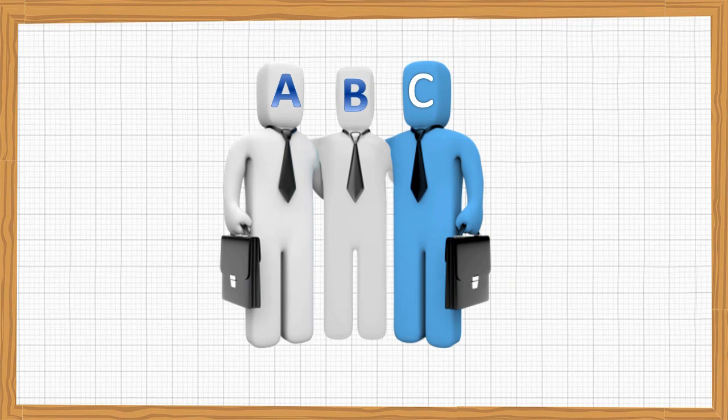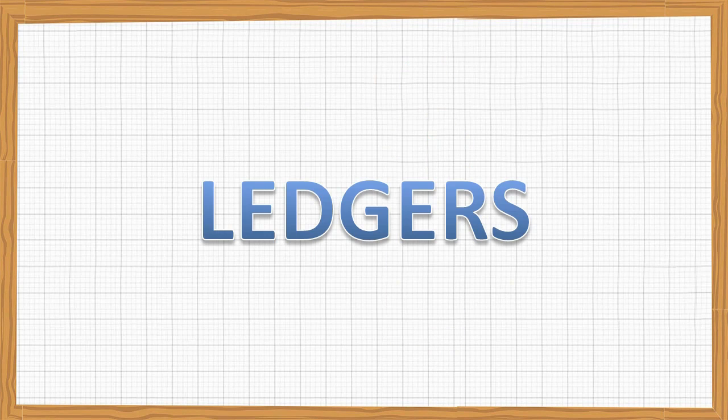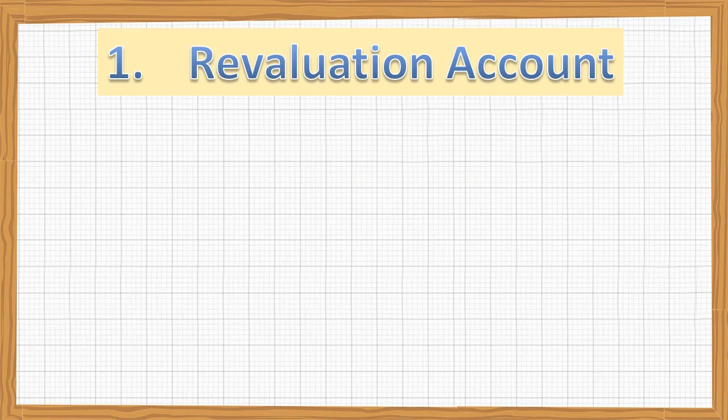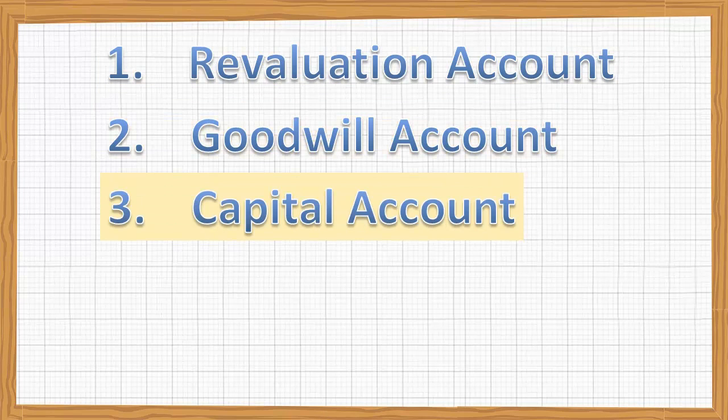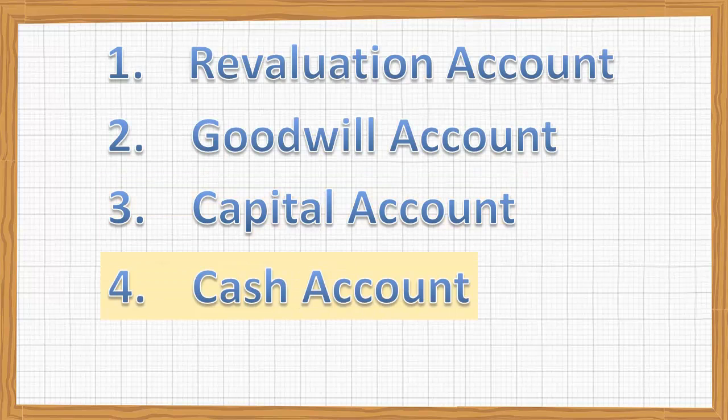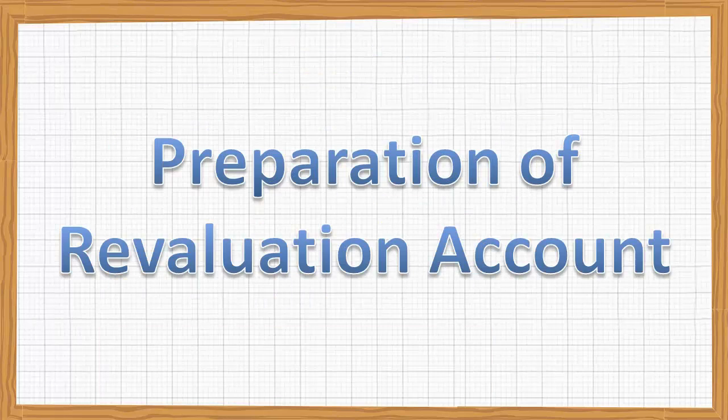Now we'll prepare ledgers. First of all, we have to prepare revaluation account, then goodwill account, then capital accounts, then cash account. This should be the order of your ledgers for your convenience. And after that, you have to prepare balance sheet. So let's prepare revaluation account.